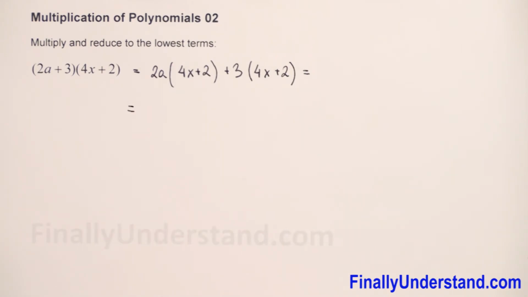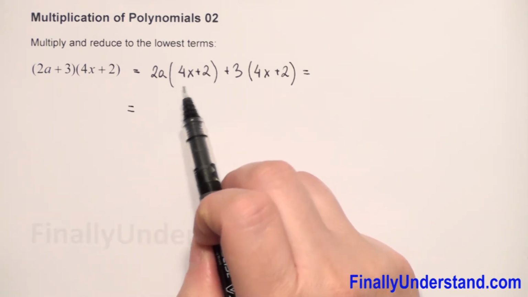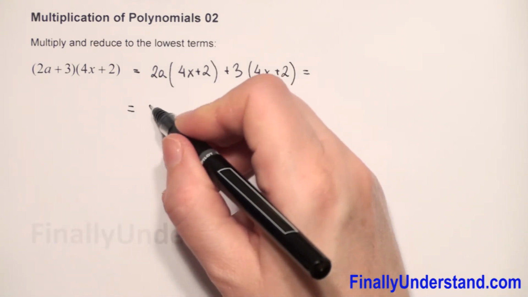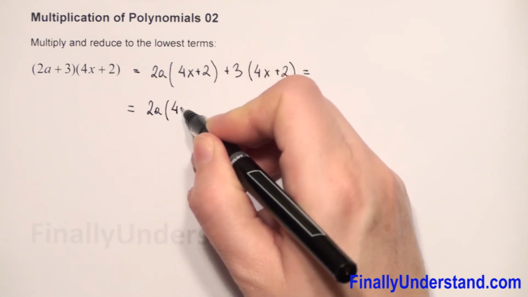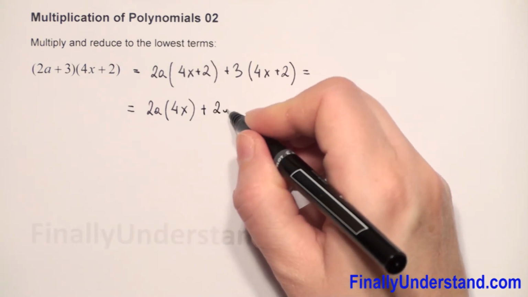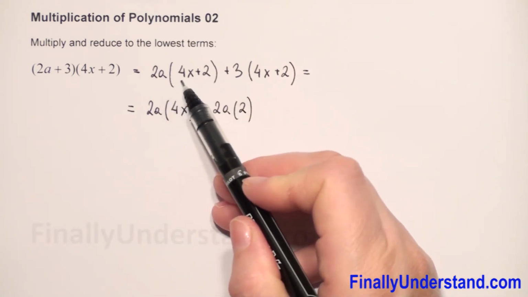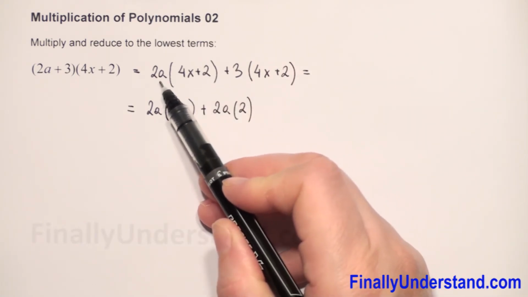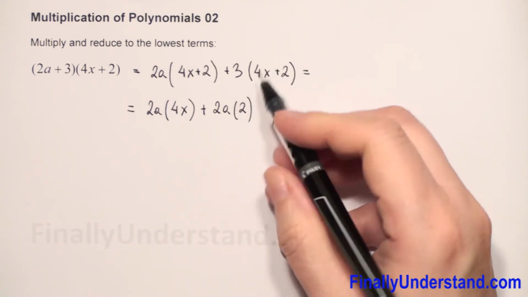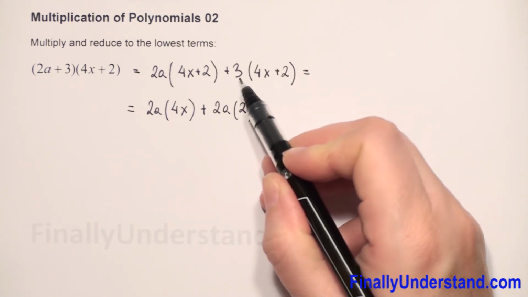Now we will use the distributive law of multiplication. It means we have to distribute 2a over each term in the binomial. So it will be 2a times 4x, and next we have plus 2a times 2. We have to multiply every term in parentheses by 2a. The same we have to do with the second term. We have to multiply every term in parentheses by 3.